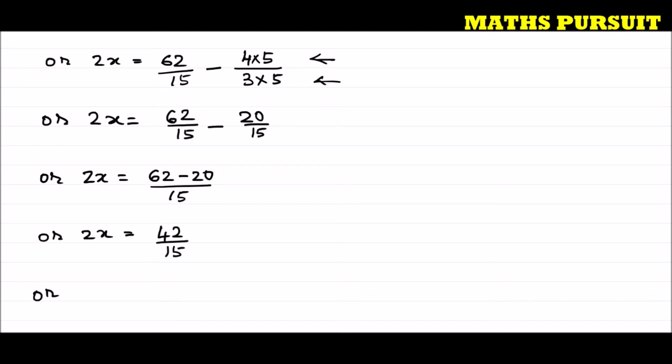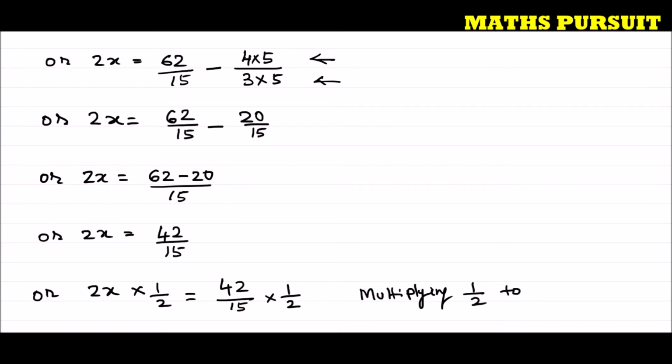We got 2x is equal to 42 divided by 15. Or I can write it in this way: 2x into 1 by 2 is equal to 42 divided by 15 into 1 by 2. What am I doing in this step? I am multiplying 1 by 2 to both sides.